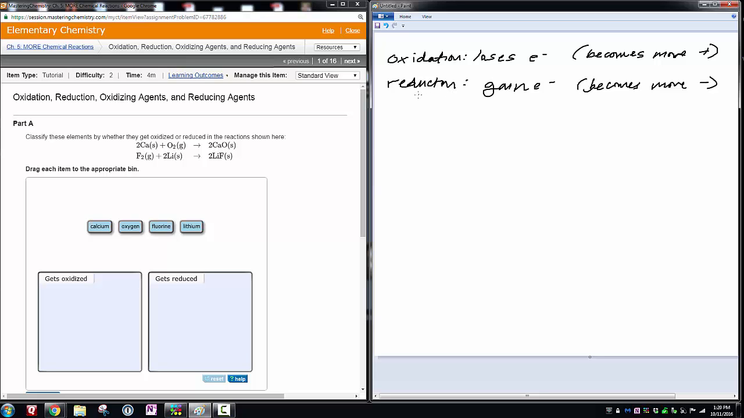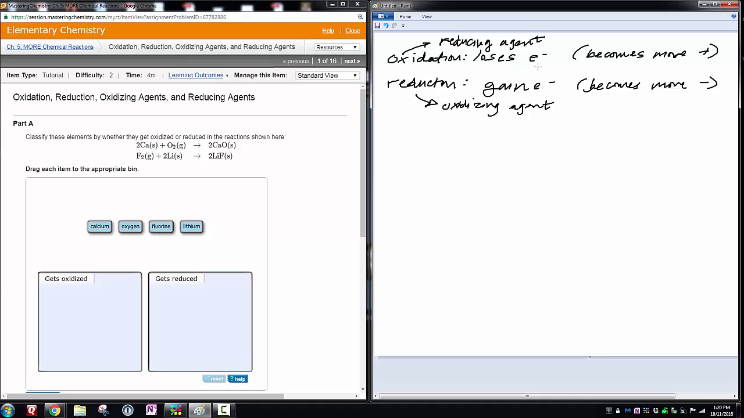And then of course, because we want to make things difficult, that's not true, but it might seem that way. Anything which is being reduced is known as the oxidizing agent, and the thing which is oxidized is known as the reducing agent. Because these things have to happen together. You can't have oxidation without reduction, and vice versa.